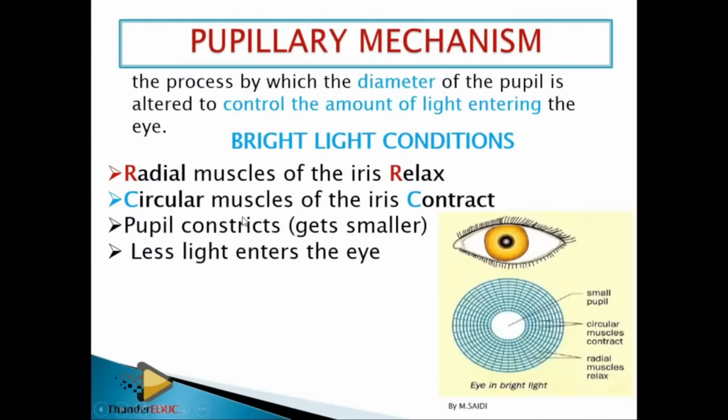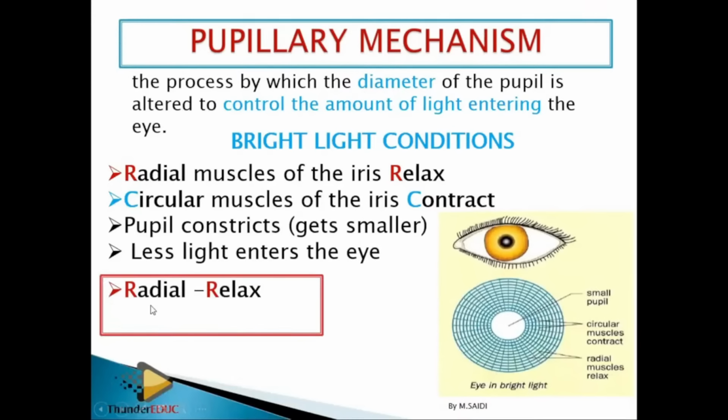What does it mean? R, which is radial, goes with relax. And then C, which is circular, goes with contract. Radial muscles relax, and then circular muscles contract. Simple. If they contract, then less light enters the eye. That's what we need from there.